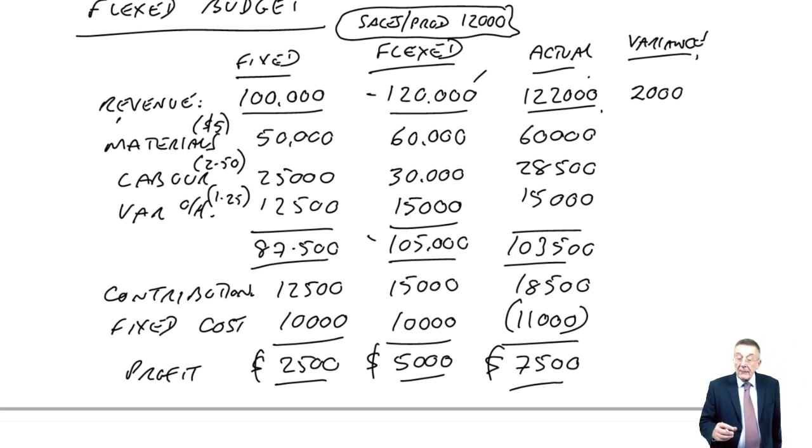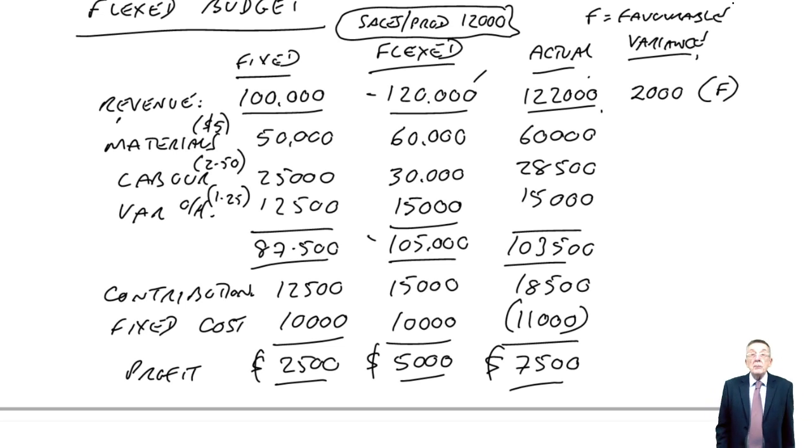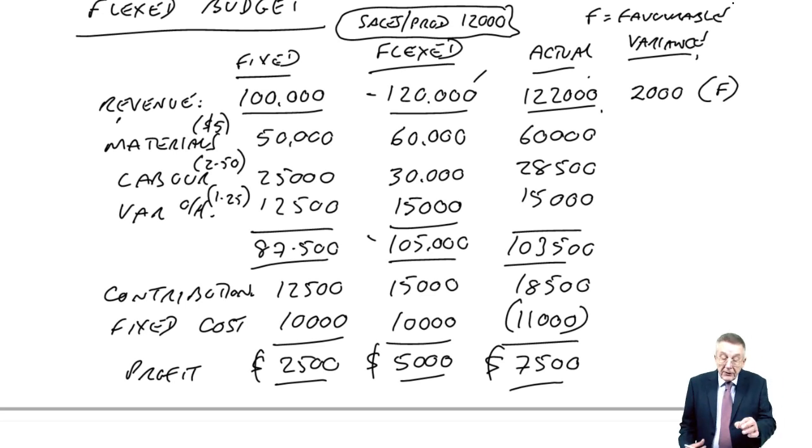And if that difference is going to result in more profit, we say it's favourable, or F for favourable. And here, of course, on its own, more revenue than we expected will end up giving us more profit. What about materials? Well, although at first it looked 60,000, 50,000, he's massively overspent. In fact, he's done a perfect job. Wasn't his decision to produce more, but given we did, he should have spent 60. He did spend 60, no problem.